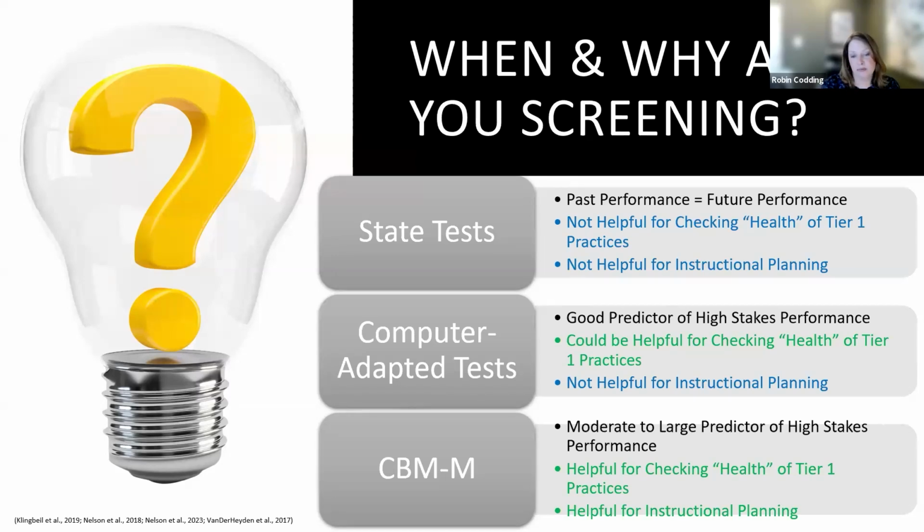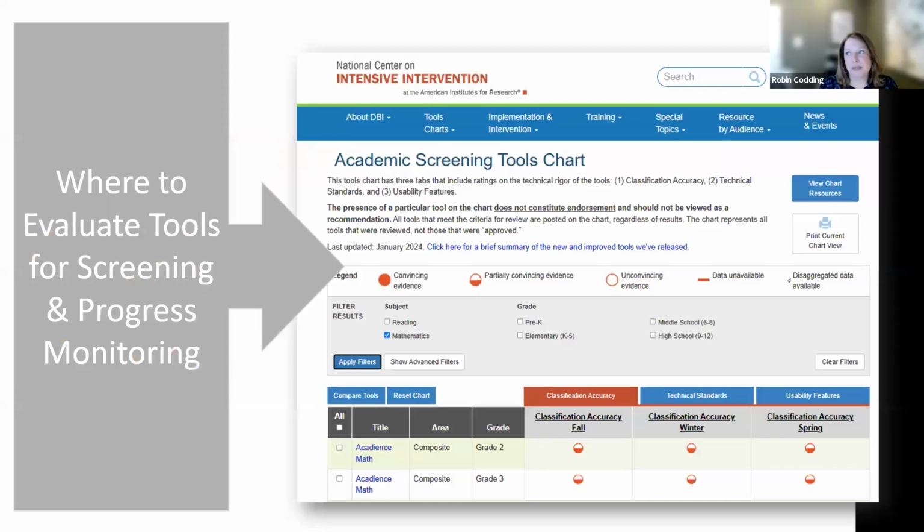In this particular case, I refer to it as curriculum-based measurement because curriculum-based measurement actually assesses grade level outcome skills on those tools. So we want to know why we're screening and what we are screening for. The next thing that's super important is to evaluate the tools that are available for screening. And we can also do this for progress monitoring. I'll bring this back up when we talk about progress monitoring later this morning.